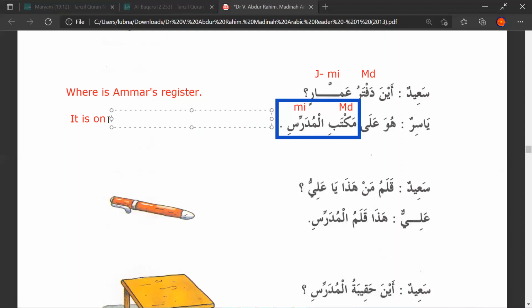Okay, so I'm going to write over here: it is on the table of the teacher. So the table also becomes proper if the mudaf ilayh is a proper one. Got the point? Okay. So huwa ala maktabil mudarrisi. It is on the table of the teacher.